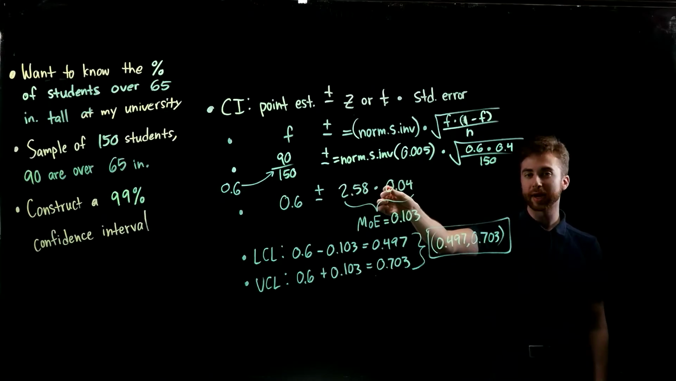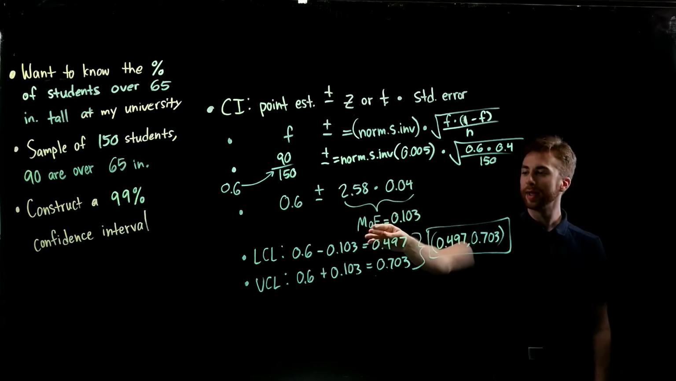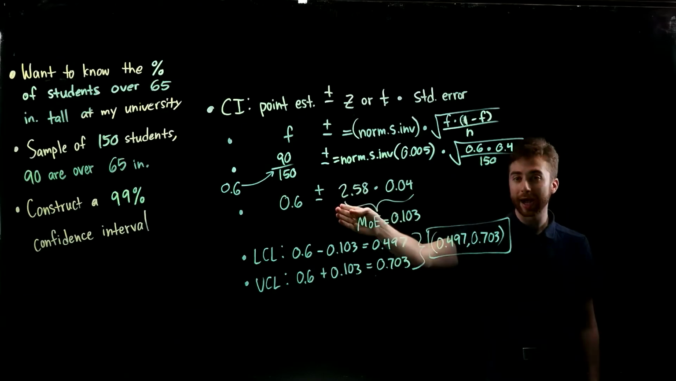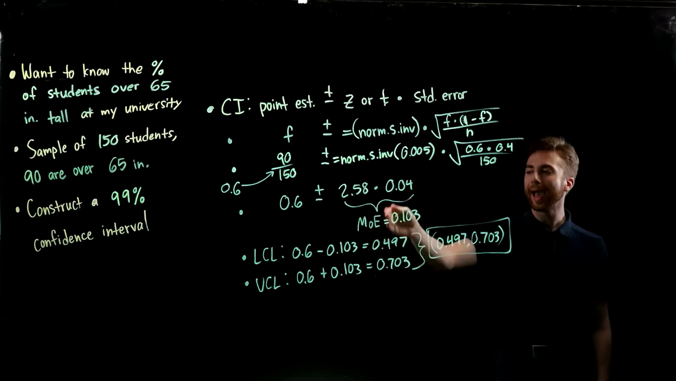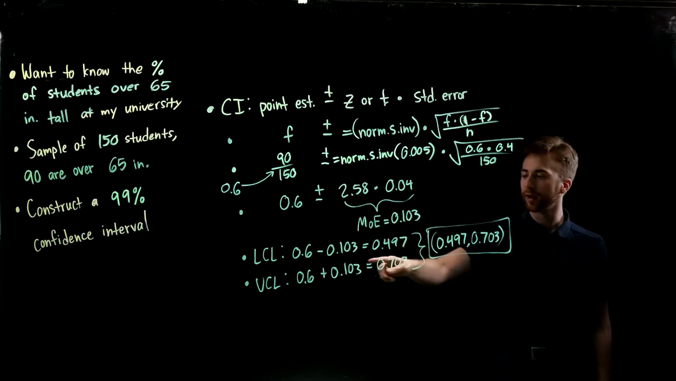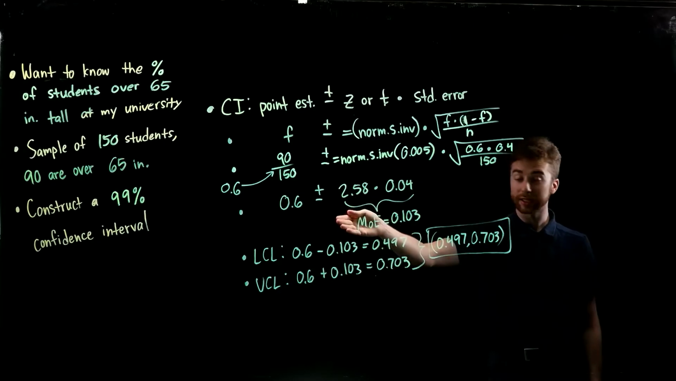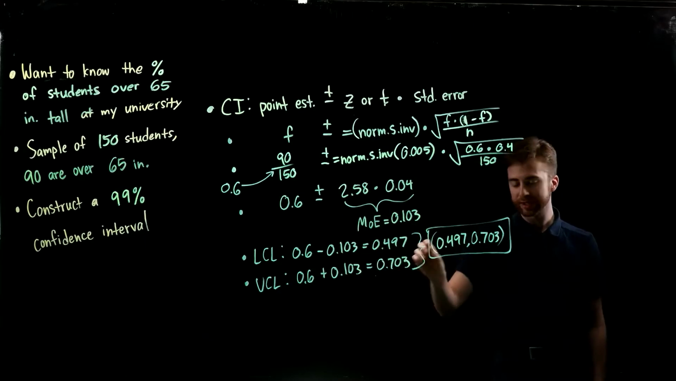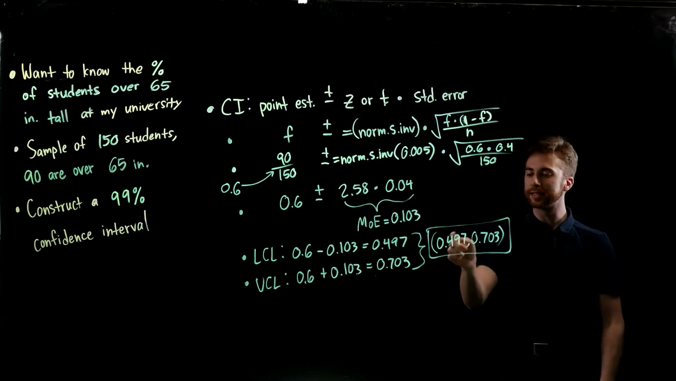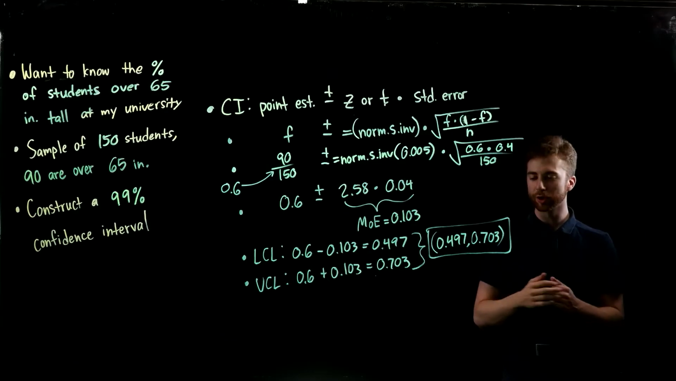These two, when you multiply them together, is known as your margin of error. That's going to end up being 0.103, and this is the number that you're going to subtract from 0.6 to get your lower limit, add to 0.6 to get your upper limit. So you see right here, our lower confidence limit is going to be 0.6 minus the margin of error, gives us 0.497. The upper confidence limit is 0.6 plus that margin of error, gives us 0.703. So our overall answer, the entire confidence interval, is 0.497, comma, 0.703.